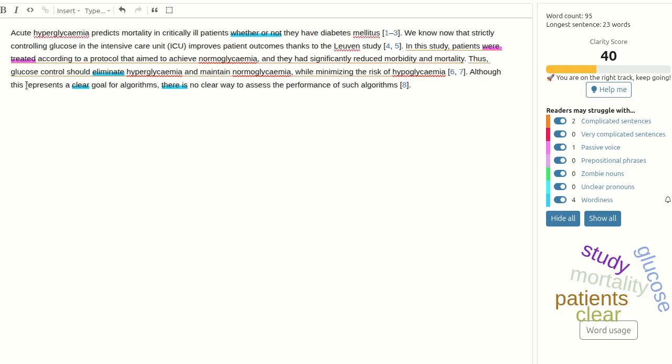Although this, there's an empty this right there, this what, because there were 3 things happening in the sentence before. Although this represents a clear goal for algorithms, there's no clear way to assess the performance of such algorithms. Now we're suddenly introducing the idea of algorithms, which we'll get into later in the text, but we weren't talking about that before.